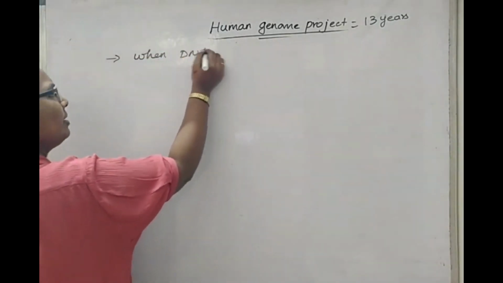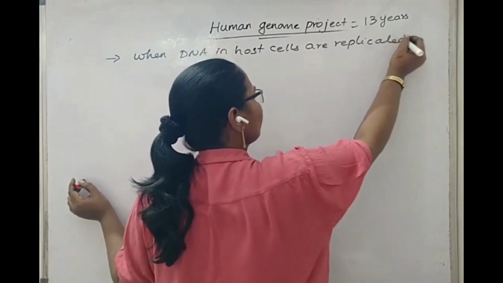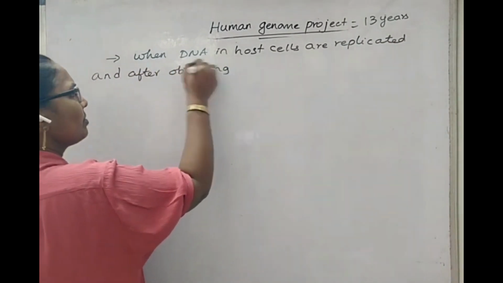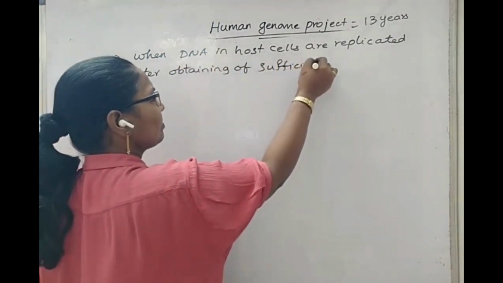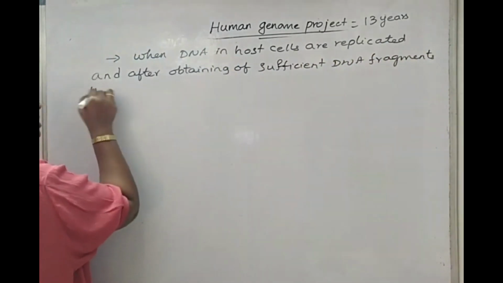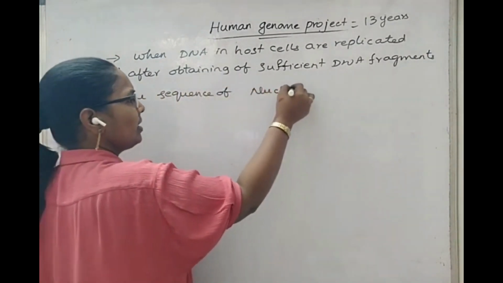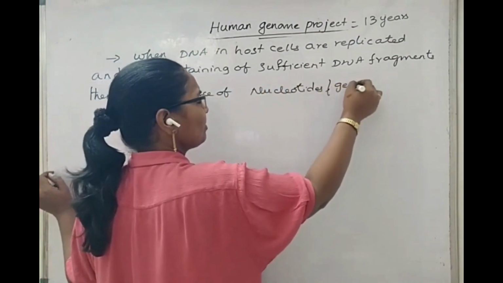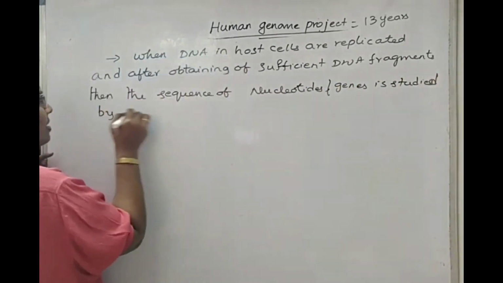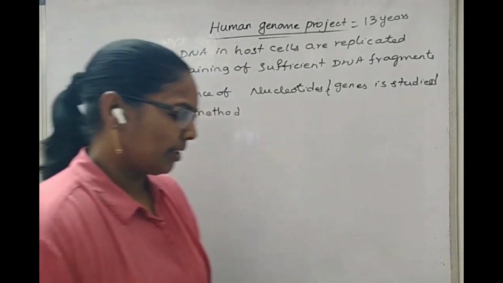When DNA in host cells is replicated and after obtaining sufficient DNA fragments, then the sequence of nucleotides or genes is studied by Sanger's method. What is this Sanger's method?